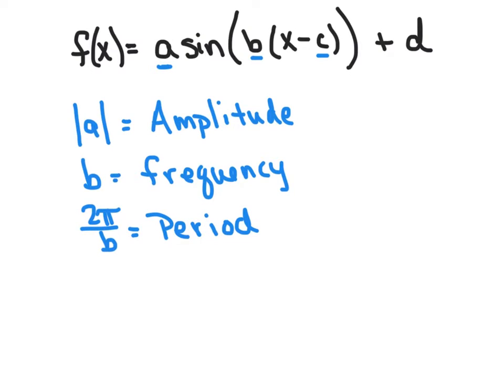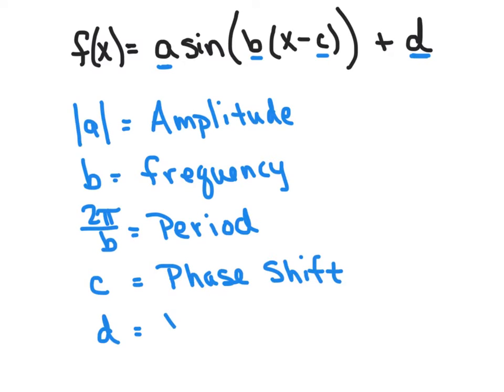Then this letter c represents the phase shift, and it'll dictate whether we're going left or right. And then the last number dangling at the end, the letter d, is going to be our vertical shift. And that's going to dictate whether we need to go up or down at all. So that's just a real quick recap of the general form.